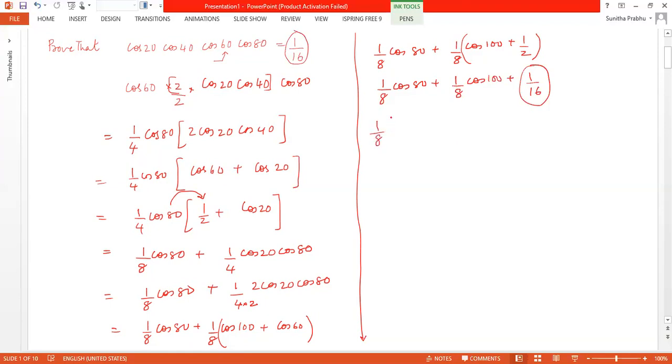Take 1 by 8 common and then you have cos 80 plus cos 100. Cos 80 is sine 90 minus 10, right? And cos 100 is sine 90 plus 10. So the signs change. See, look at this. You have cos 80 here, you have cos 100 here. Both of these have to cancel off. So can you write 100 as something?